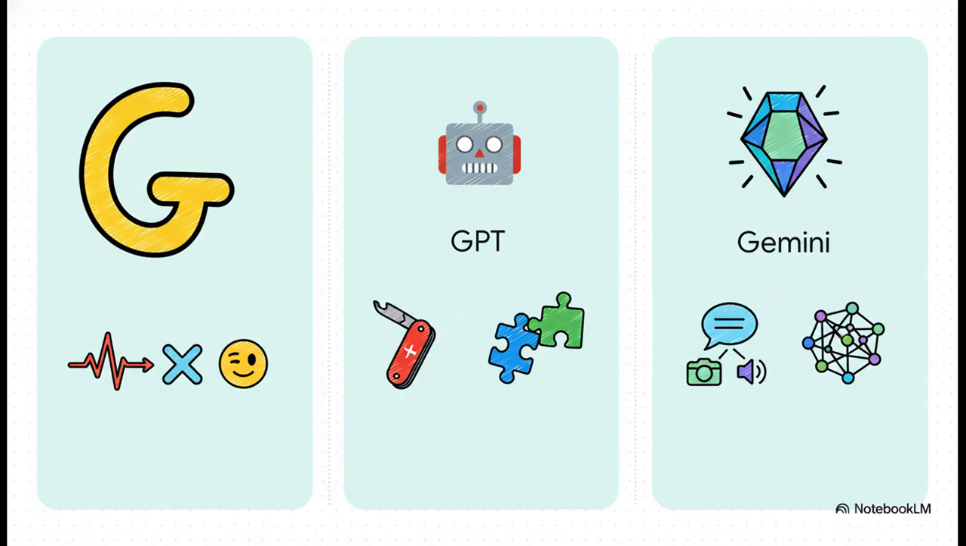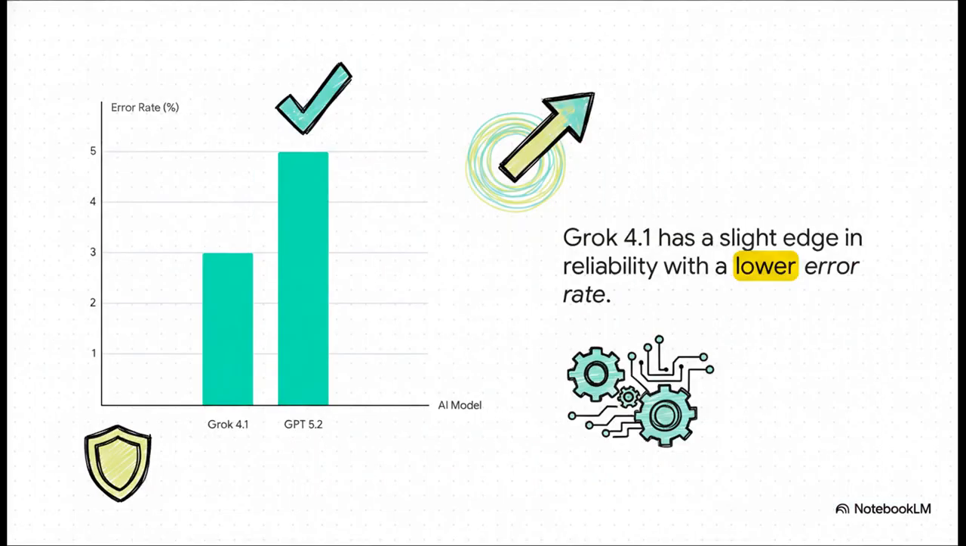GPT 5.2, that's your polished, dependable all-rounder. It has that huge ecosystem of plugins, so it can do really specific things, like turn your text into a flowchart. And then you have Gemini 3, which is the king of multimodality. You can give it a video and ask it to do 3 different things at once, like describe the speaker's tone, translate a whiteboard in the background, and identify the music playing. It's wild.